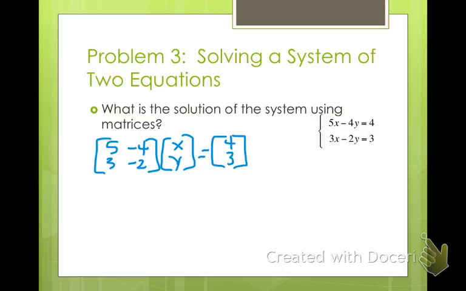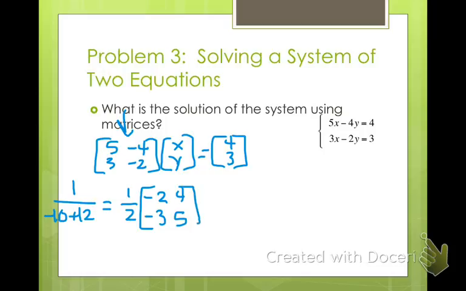We need to find the inverse of this matrix. So we need to find 1 over our determinant, which is, let's see, -10 plus 12. So that's 1/2 times, switch our stuff around. This becomes positive, that becomes negative. Okay, so our inverse matrix is actually -1, 2, -3/2, and 5/2.